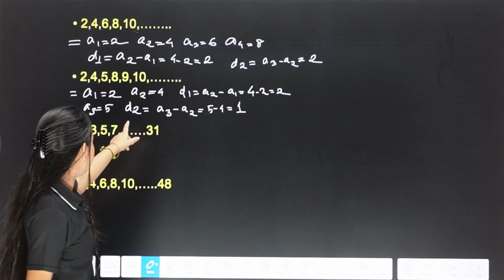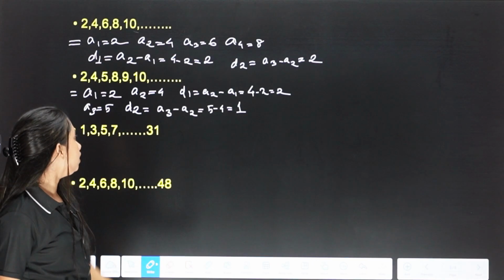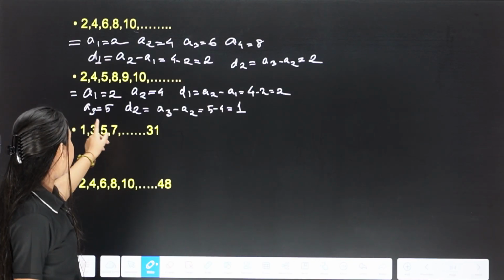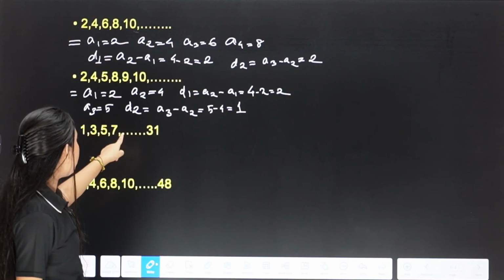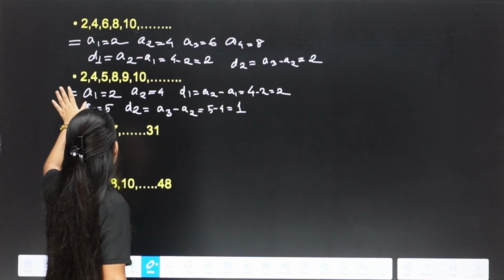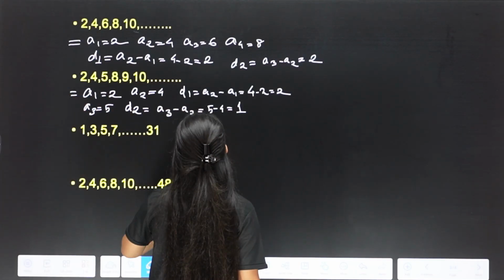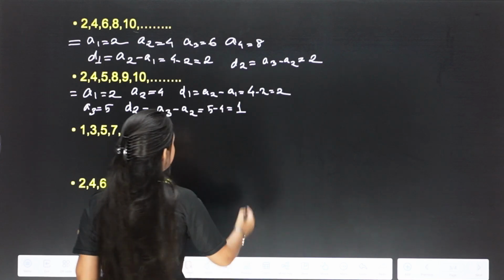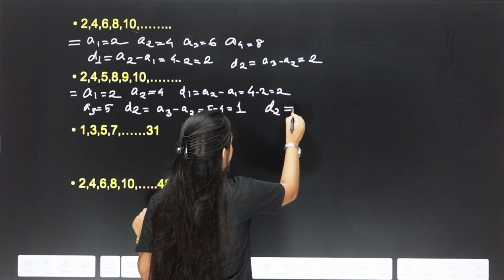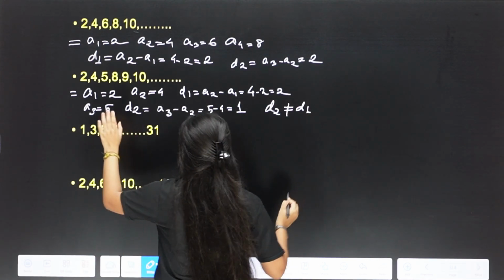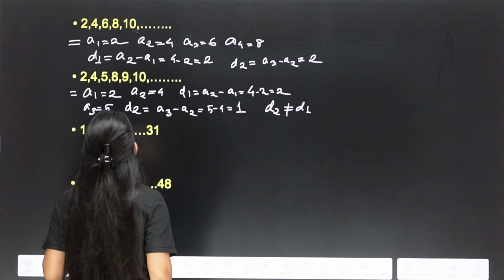So is D2 equal to D1? No, the common difference is not the same. Since the common difference is not the same, this sequence is not an arithmetic sequence, that is, D2 is not equal to D1, thus this is not an arithmetic progression.